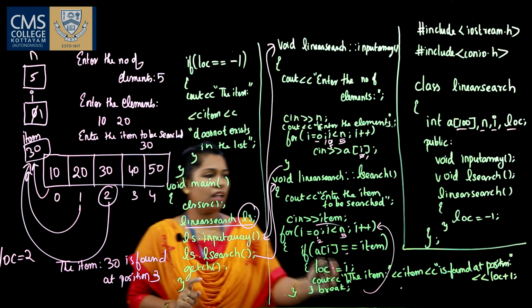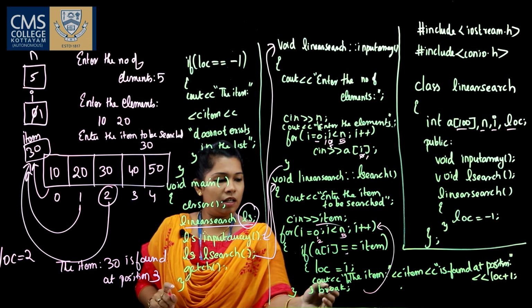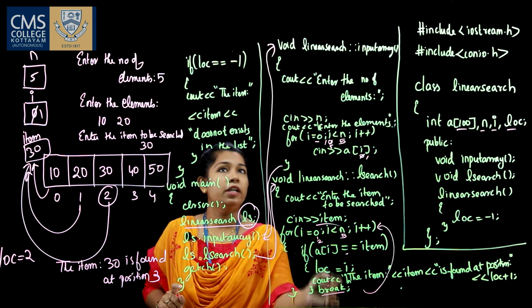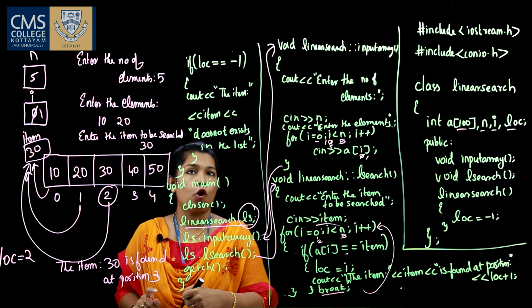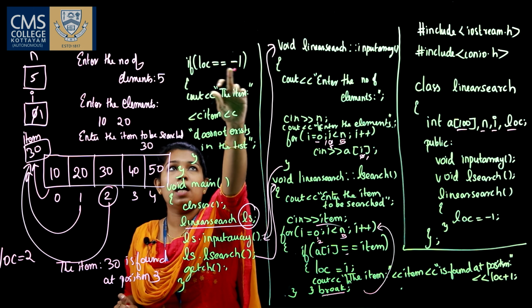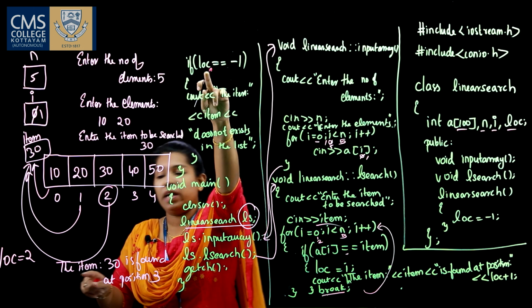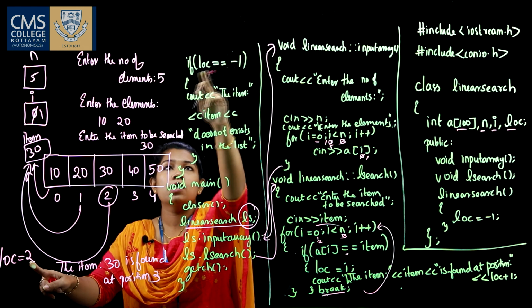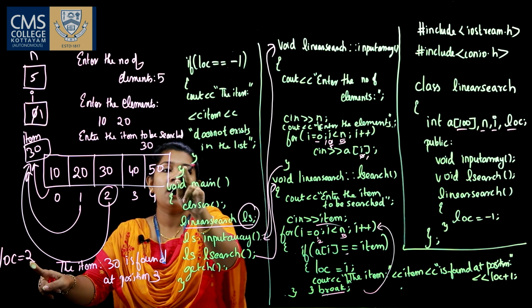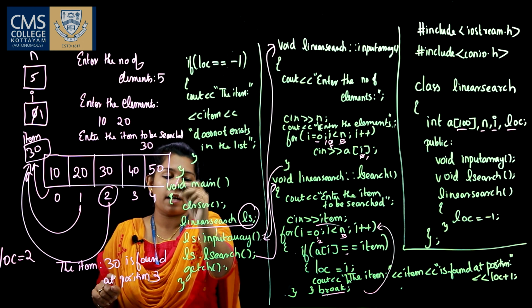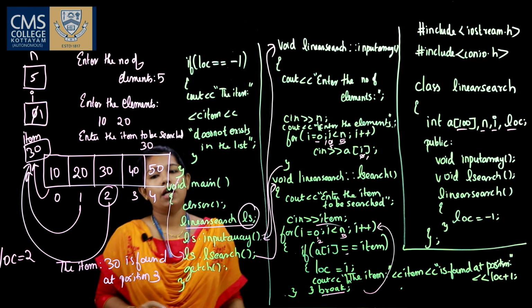Okay. After this, I have executed the break statement. Once the break is executed, it comes out of the for loop. Outside the for loop, LOC double equal to minus 1 will be checked. My LOC is 2. 2 double equal to minus 1 is false. So it comes out of the if branch. After that, your function ends, and your control comes back to the place where you have called.